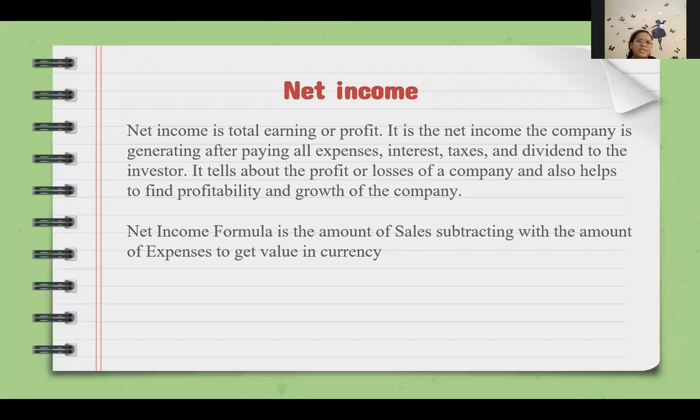So net income is actually the total earning or profit. So it is the net income the company is generating after paying all expenses, interest, taxes, and dividends to the investor, for example. So it actually tells about the profit or losses of a company and also helps to find profitability and growth of the company. So in order to get the net income really clearly, let's take a case.